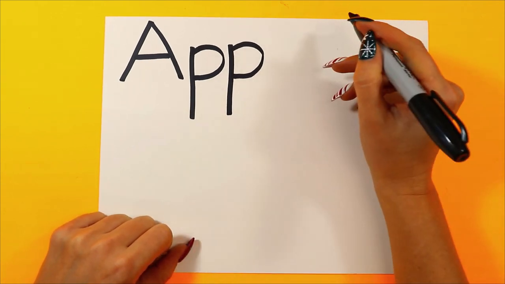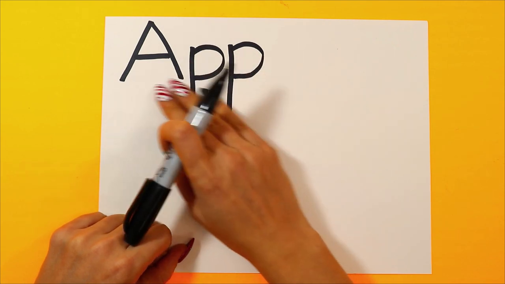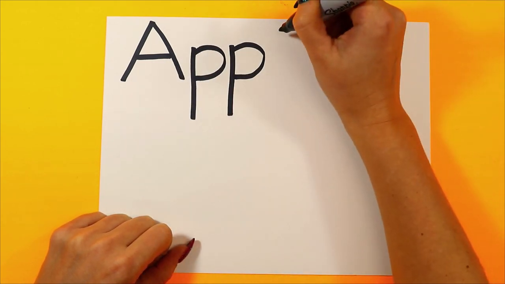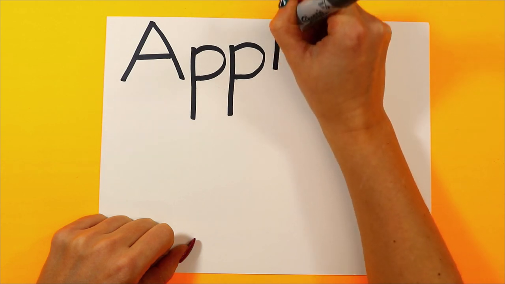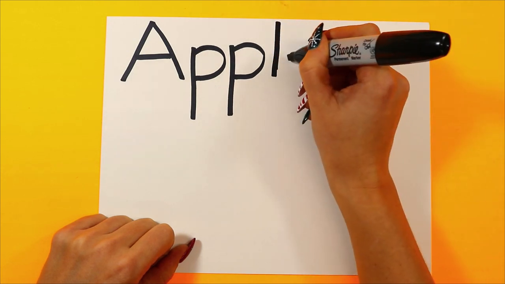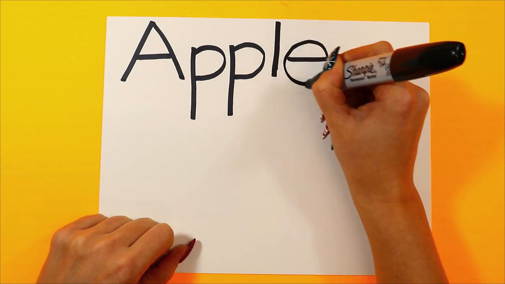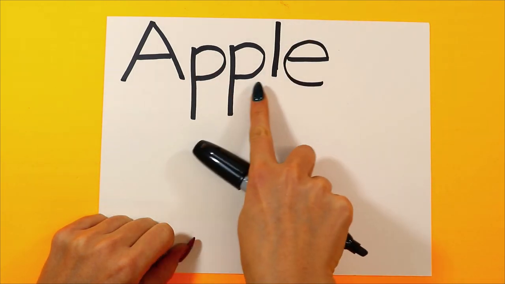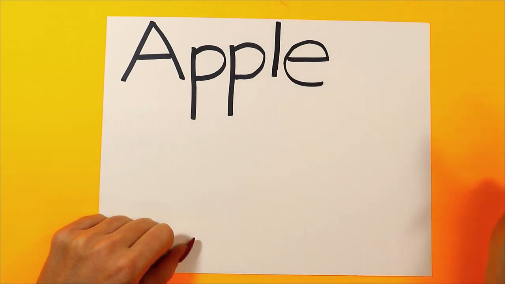Next is the L sound, and that sound, L, ap, ap, L, that's an L, E. E sound. Ap, L, apple.